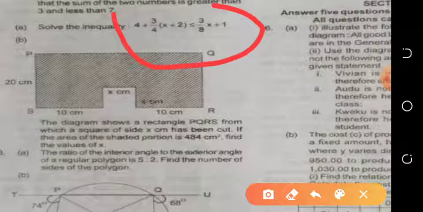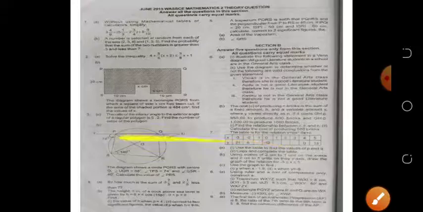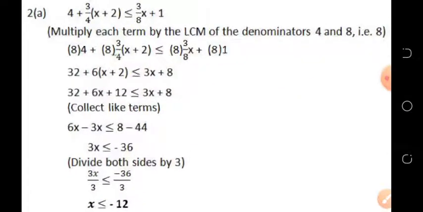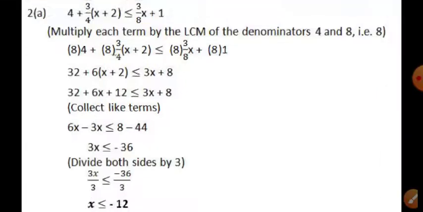Now let's see how we can solve that inequality. You go to the solution page for question 2a. You can see that. Now let's see how we can solve that. Now we have 4 plus 3 over 4 into bracket x plus 2, less than or equal to 3 over 8 x plus 1.